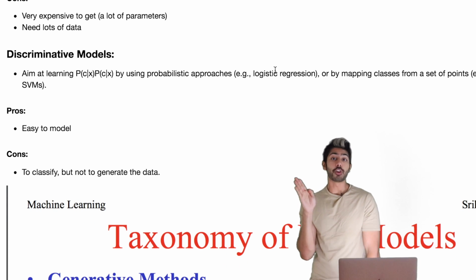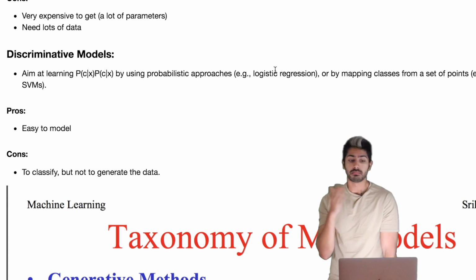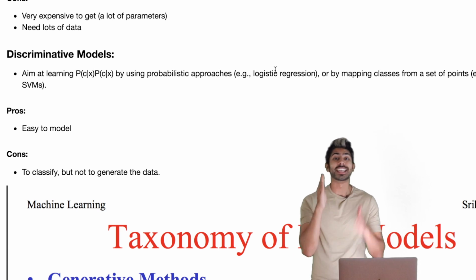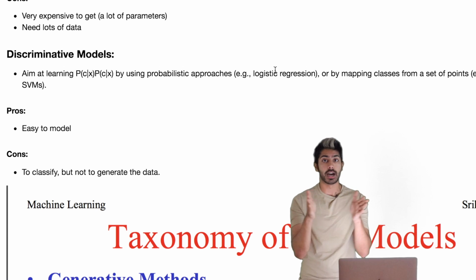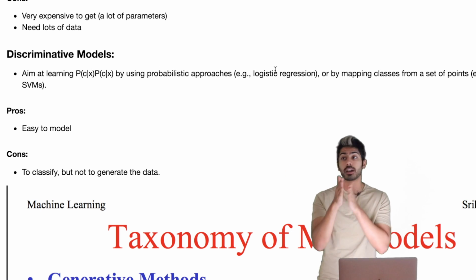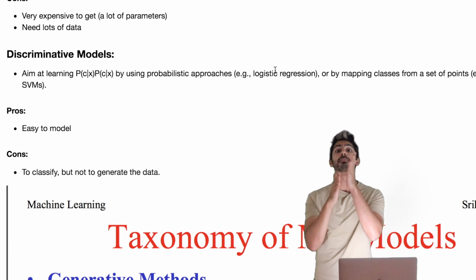Discriminative models, on the other hand, don't try to generate anything. They're really easy to use, that's the pro. The con is that all they do is discriminate, right? They classify, they differentiate. Given this dog, given this cat, is this a dog, is this a cat? It tries to put labels on things.